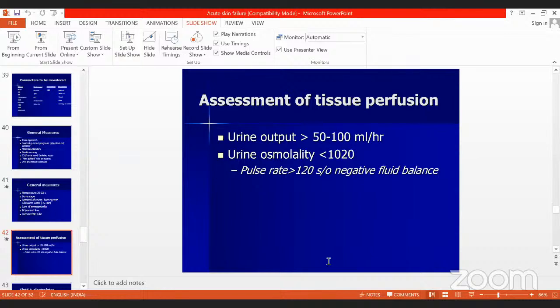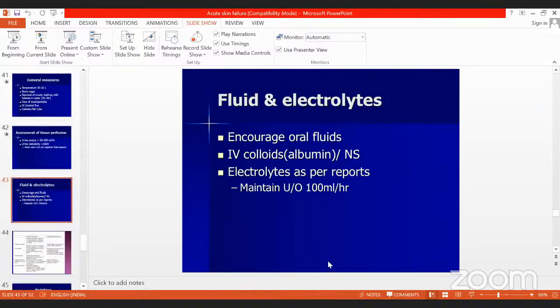If you have access to urine osmolality, an osmolality less than 1020 is also okay. Pulse rate of more than 120 suggests a negative fluid balance. Encourage oral fluids, electrolytes as per reports. Again, like I said, urine output should be about 100 ml per hour.